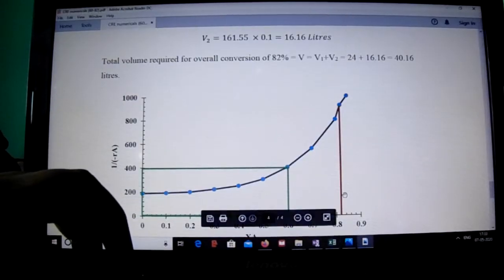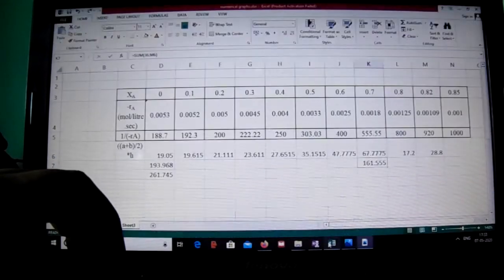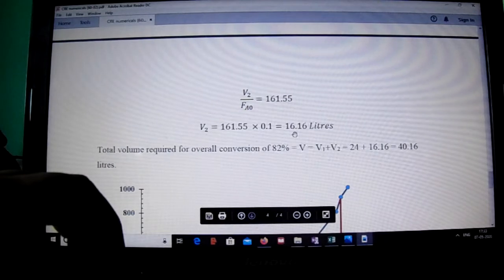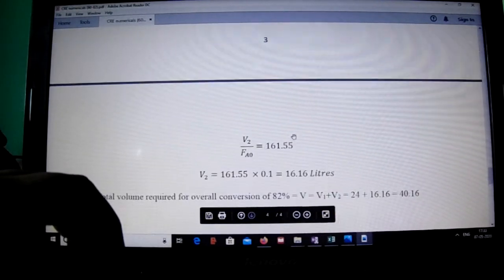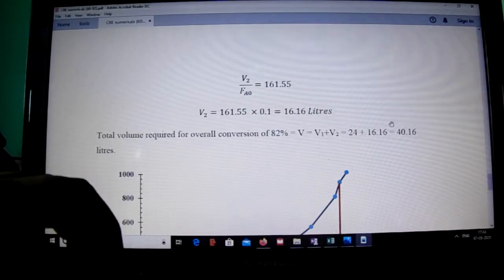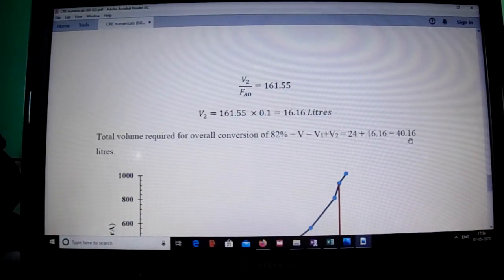Let's check what we have here. Yes, fine. So this is the same. So V2 we obtain as 16.16. What do we do next? Add V1 and V2. Finally, we get a particular volume. That is, the total volume is 40.16.